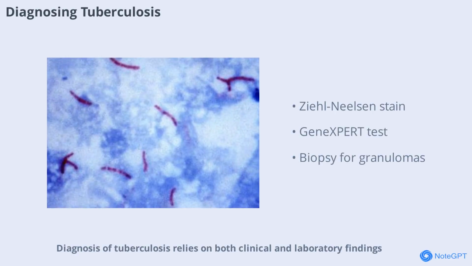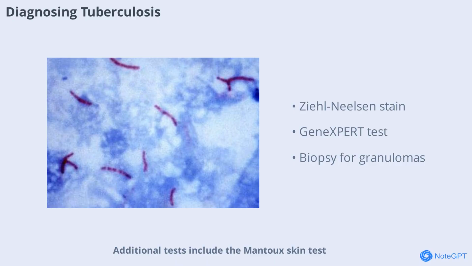Diagnosis of tuberculosis relies on both clinical and laboratory findings. Patients may present with persistent cough, low-grade fever, night sweats, chest pain, fatigue, and weight loss. Chest X-rays and sputum analysis are key investigations. Ziehl-Neelsen staining detects acid-fast bacilli, while cultures on Lowenstein-Jensen medium confirm the diagnosis. Additional tests include the Mantoux skin test and GeneXpert for rapid detection of drug resistance. Biopsy of oral lesions may reveal characteristic granulomas.